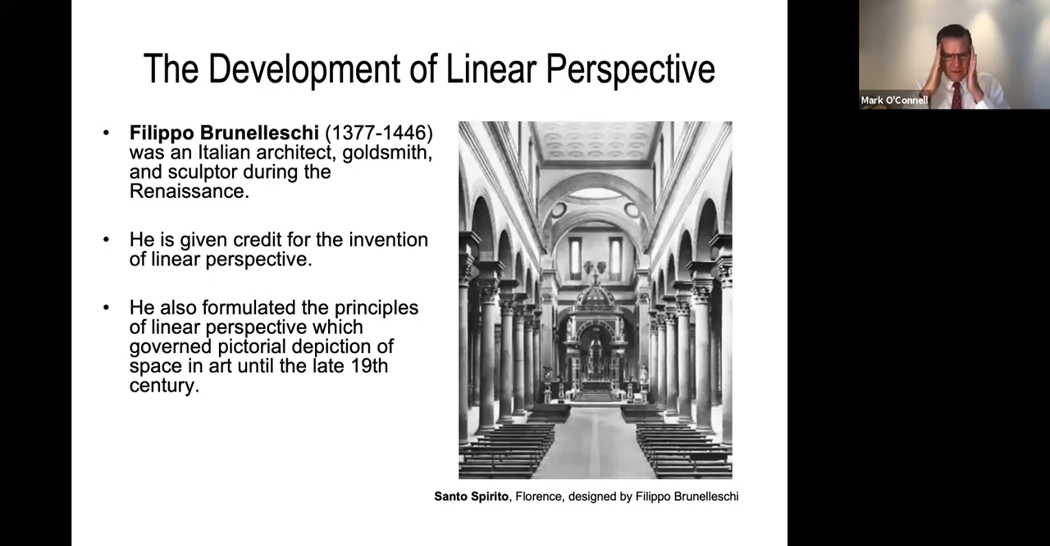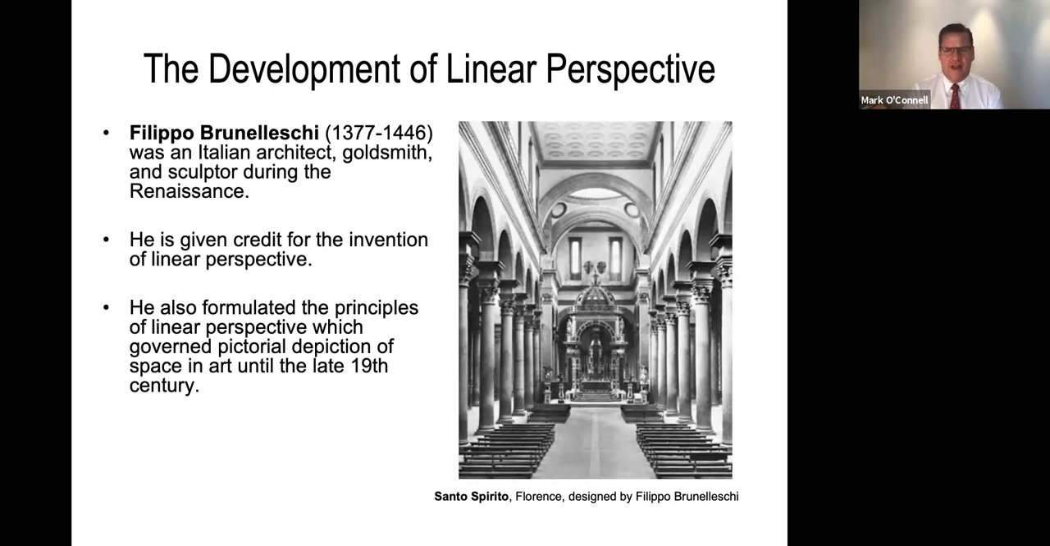Okay, so let's talk a little bit about the theory and history of perspective drawing, because I know that you wanted to hear this. I love this stuff. And again, you're not getting tested on this. This is only for your own information, okay? So the development of linear perspective was credited to Filippo Brunelleschi, and his years are 1377 to 1446.